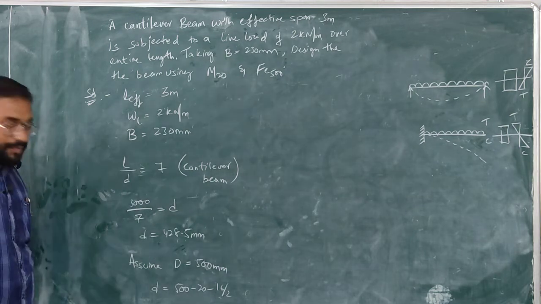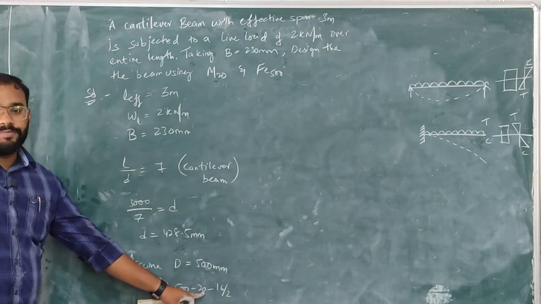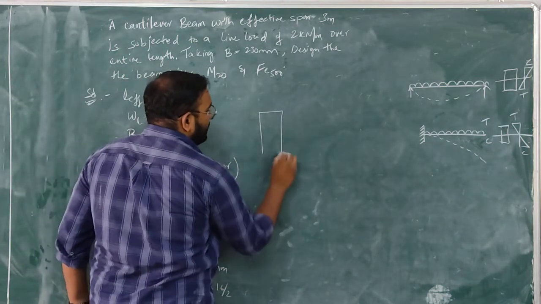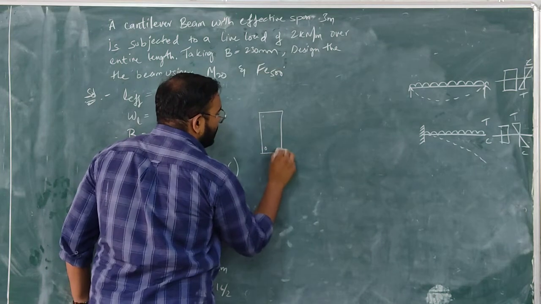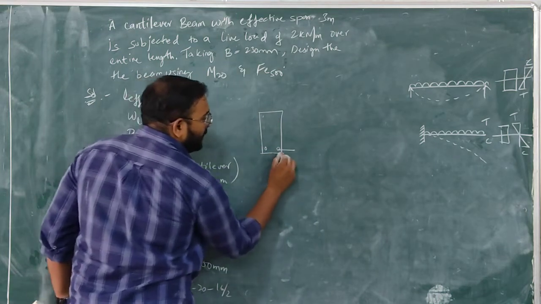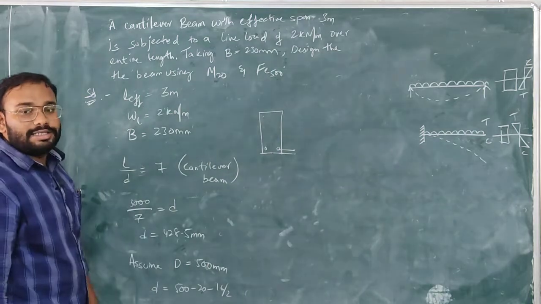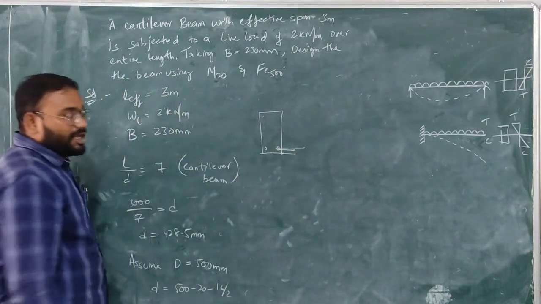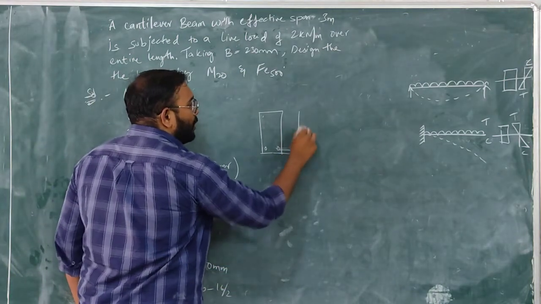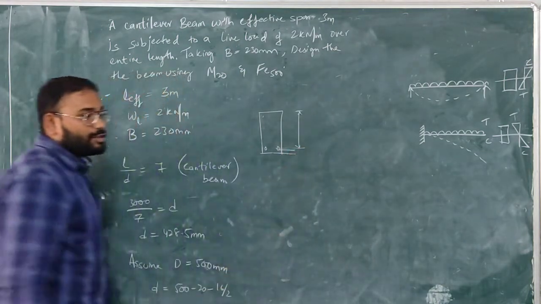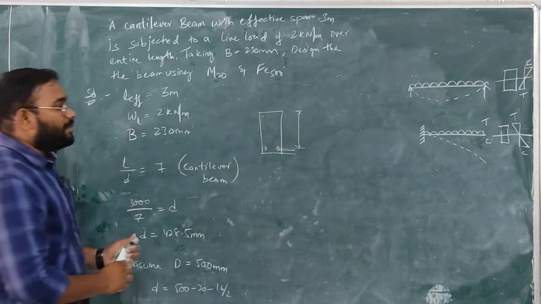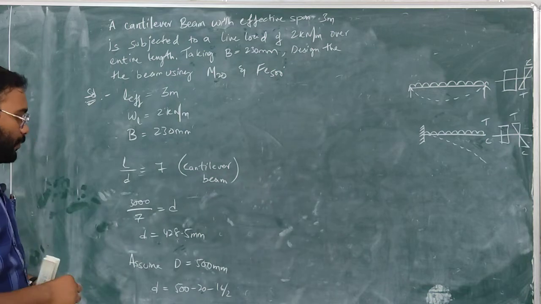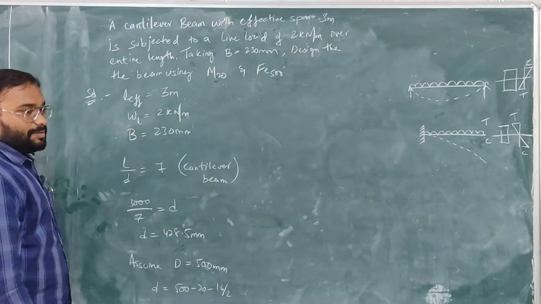472 mm. The 20 is the clear cover for concrete. This is the reinforcement bar. From the face of the reinforcement to the end of the beam, it is called the clear cover. Next I am subtracting diameter by 2. Why? Because effective depth is from the top to the center of the tension reinforcement, so diameter by 2 needs to be subtracted. 472 mm is the effective depth required.